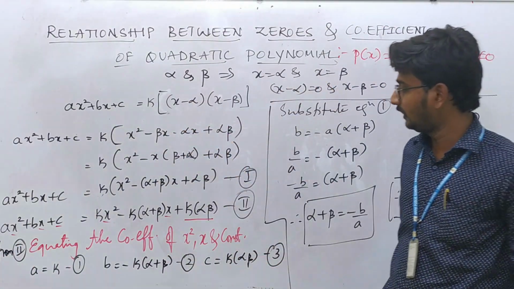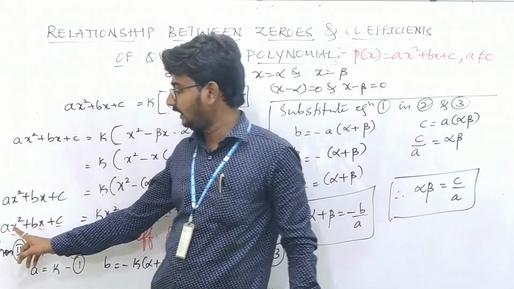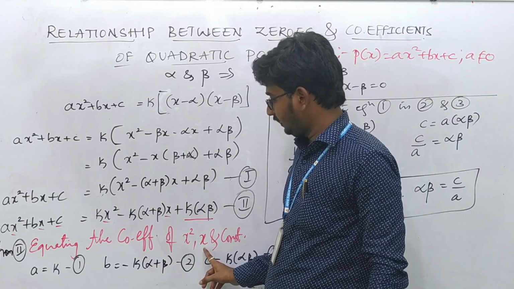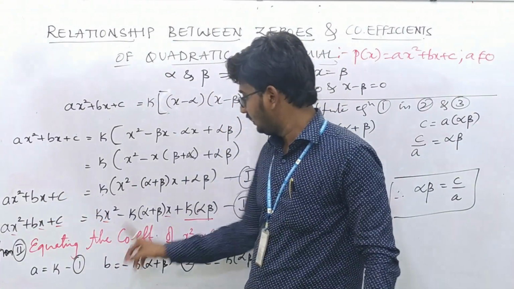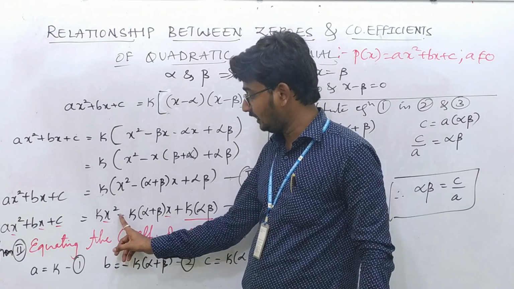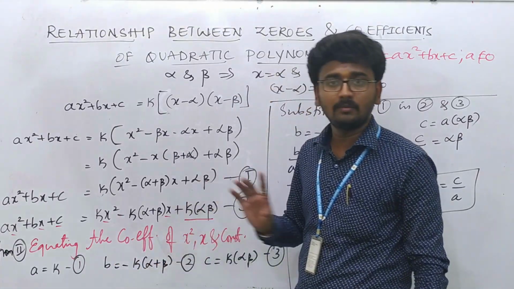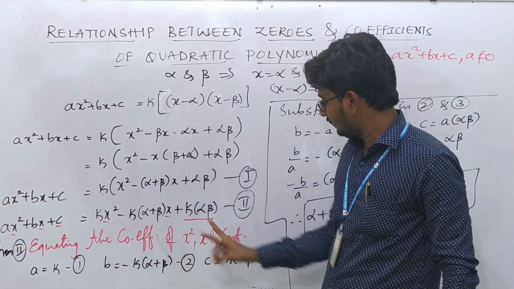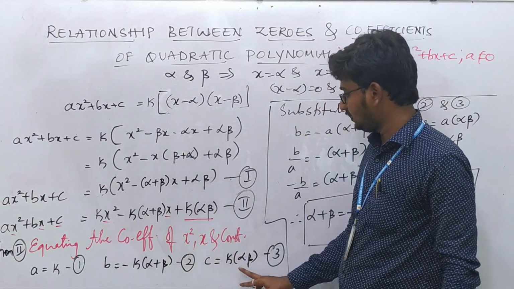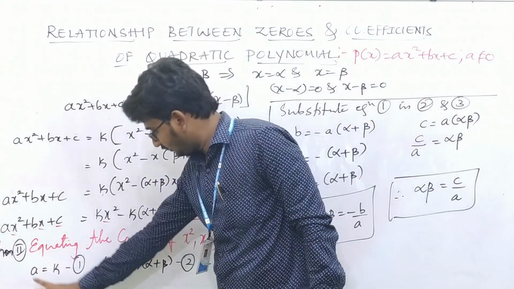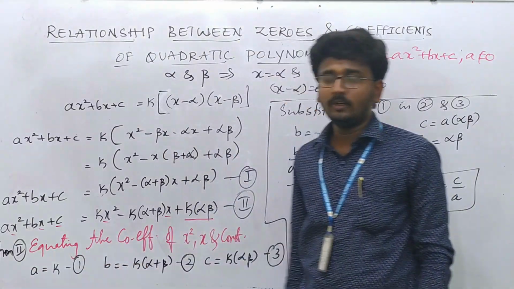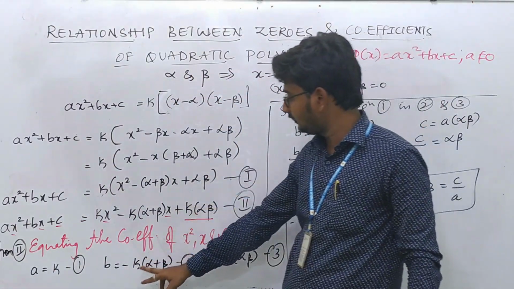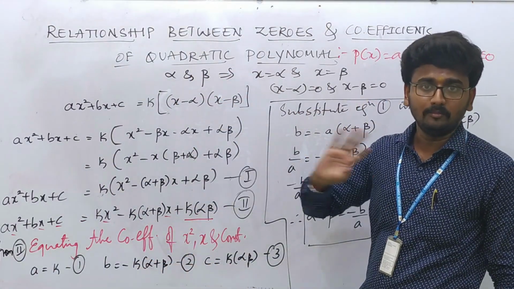From Roman number 2, compare the coefficient of x square. X square coefficient, LHS is a, RHS is k. Comparing the coefficient of x, LHS is b, RHS is minus k of alpha plus beta. Sign is important here. Then coming to the constant term, LHS term is c, RHS term is k into alpha beta. Now in equations 1, 2 and 3, the value of a is k. So wherever there is k, I will just substitute a.